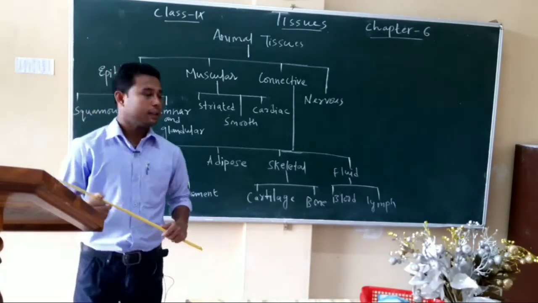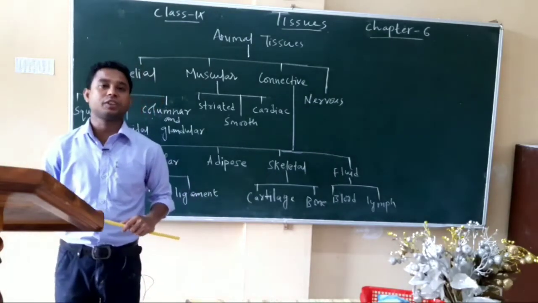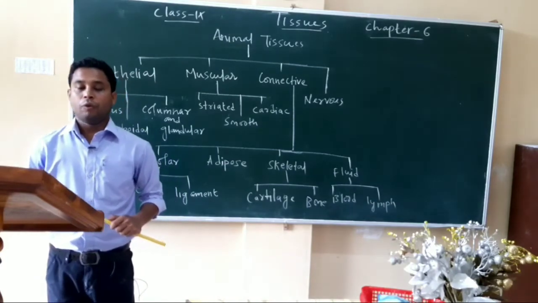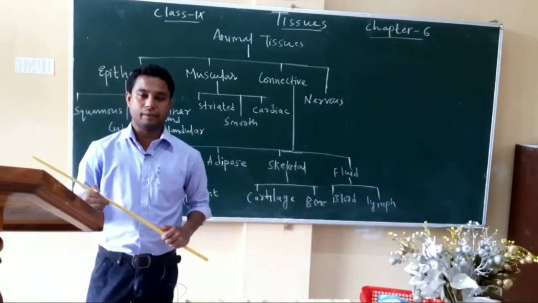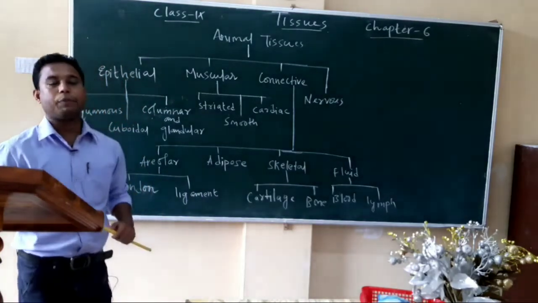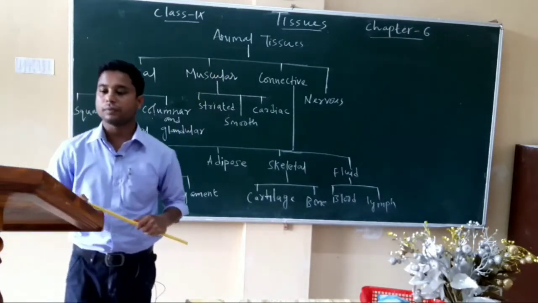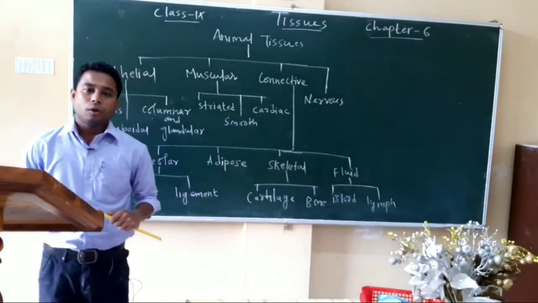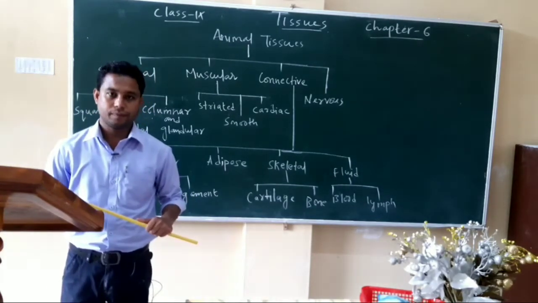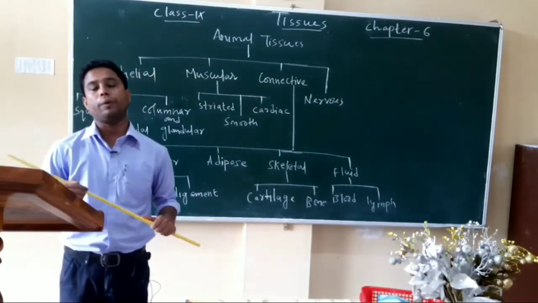The next is columnar. It forms the lining of the stomach, small intestine and colon, forming mucous membrane. Now we move on to another type of animal tissue, that is muscular tissue. Muscular tissue is responsible for movement of our body.